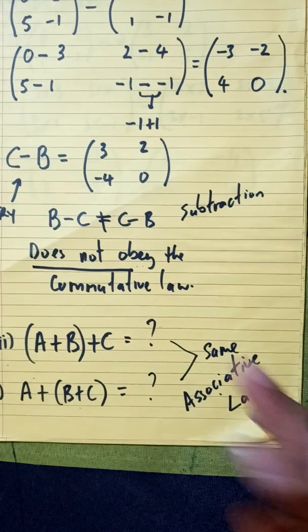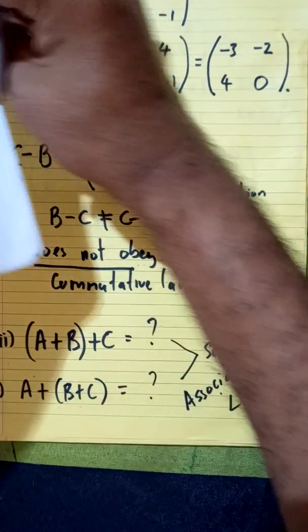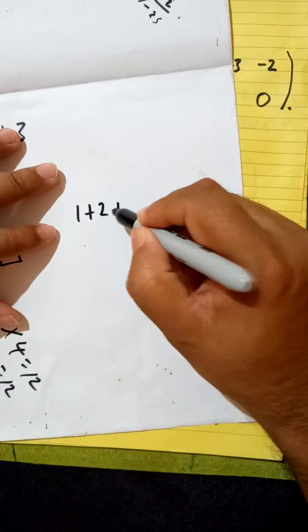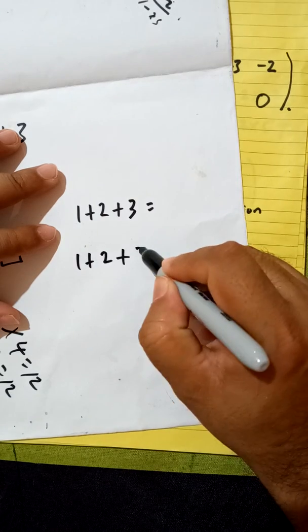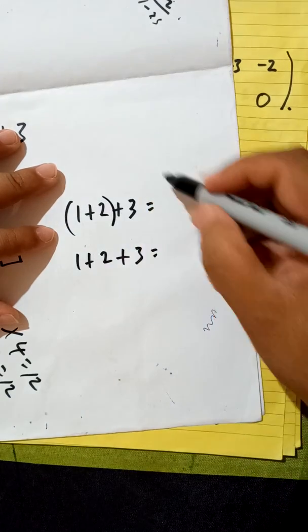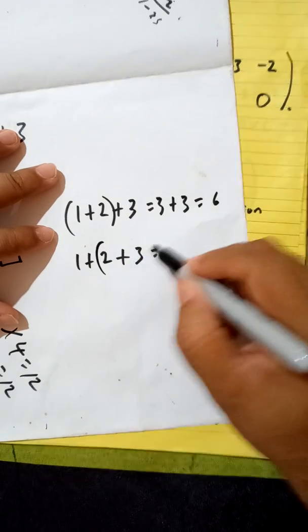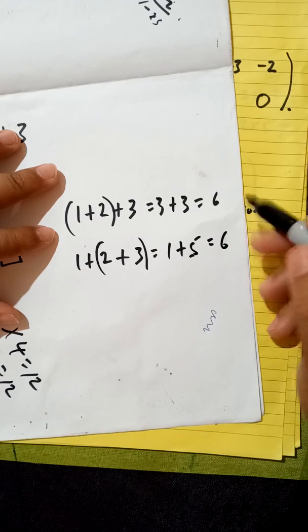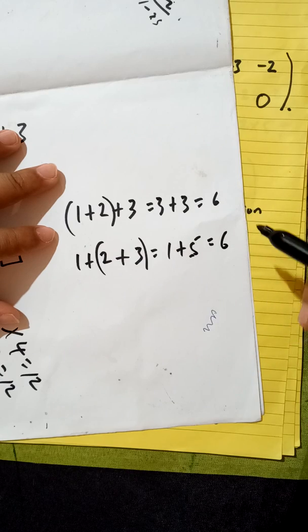Alright? So for example, if you have 1 plus 2 plus 3. So if you add the first two numbers, right, you're going to get 3 plus 3, which is 6. What if you add the last two numbers first? You still get the same answer. So we said the addition of integers obeys what we call the associative law.